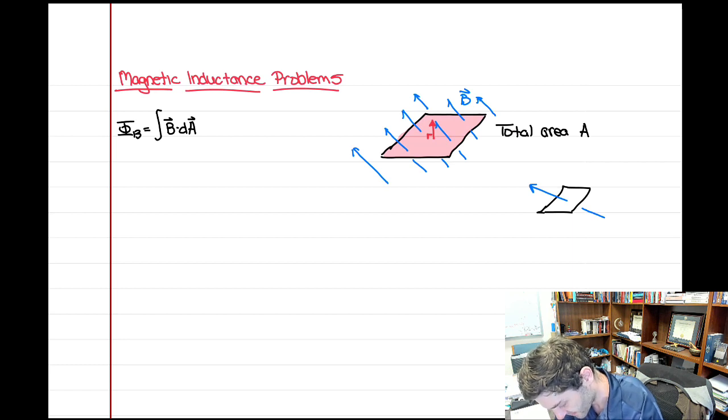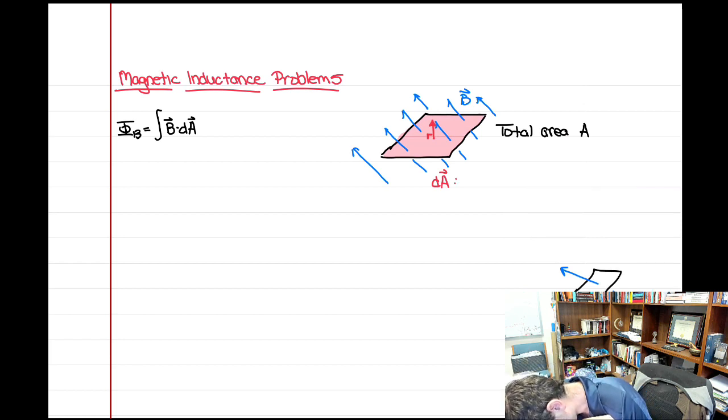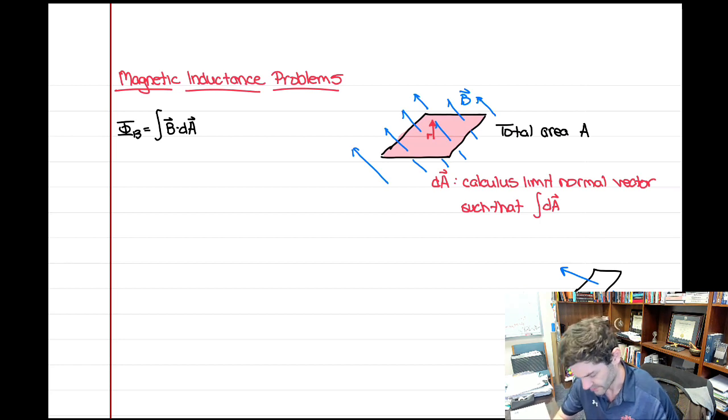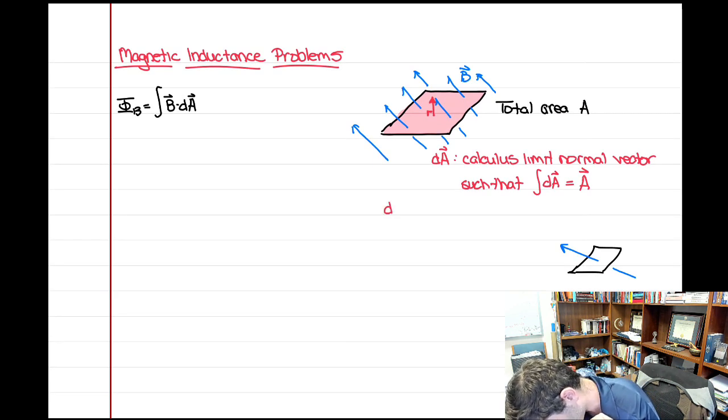So this red arrow, this normal vector, the idea is that you can have dA, the calculus limit normal vector, such that the integral of all these dAs, which is a vector, and I should say something about the components of this dA, I'll write down the answer first, is equal to some vector A, where for vector dA, the magnitude is just dA, and it points perpendicular to the local surface.